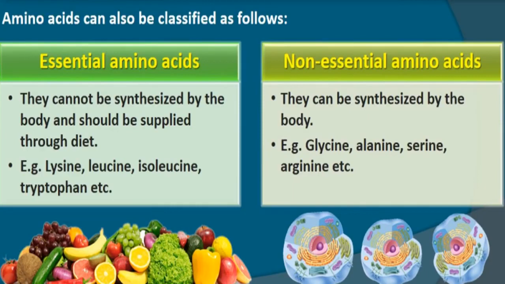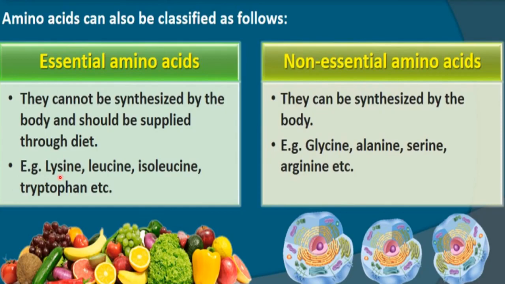Next is amino acids can be classified as follows. So this is also a classification of amino acids based on their presence in a body, you can say. So these are of two types: essential amino acids and non-essential amino acids. Essential amino acids cannot be synthesized by the body and should be supplied through the diet, okay. That's why these are called essential amino acid, because our body cannot synthesize these amino acids, and this should be supplied through diet.